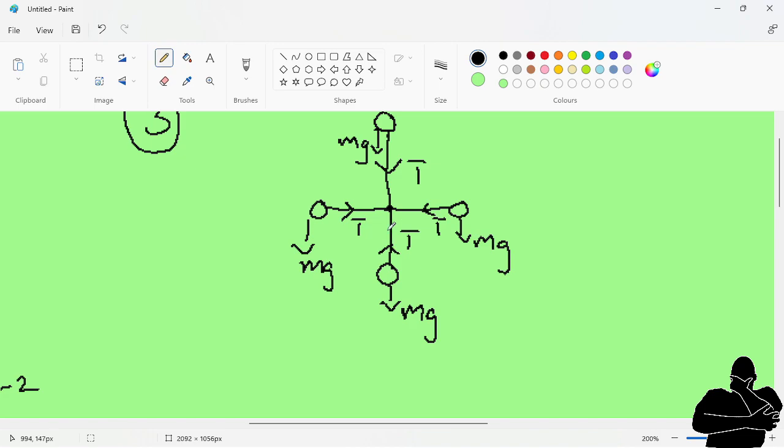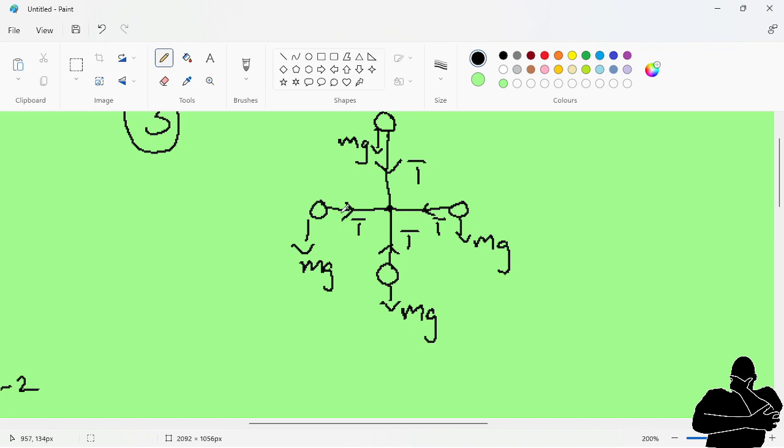Now the string will break when the tension exceeds a threshold. The question stated that threshold as 20 newtons. So when the tension is high and it exceeds 20 newtons, then the string is most likely to break. So in which one of these scenarios is tension largest? We have tension here, here, here, and here. But which one of these tensions is the largest? Because that's the tension that the string is most likely to break.